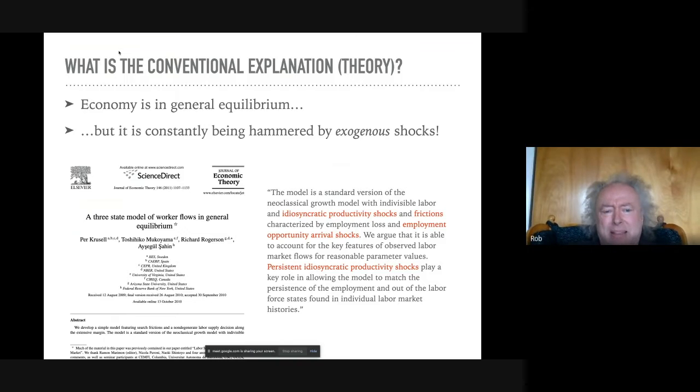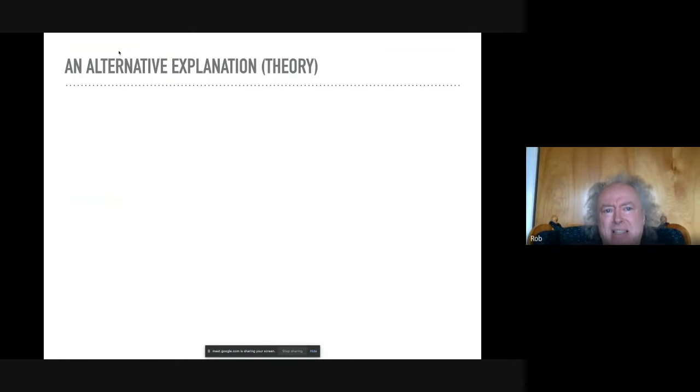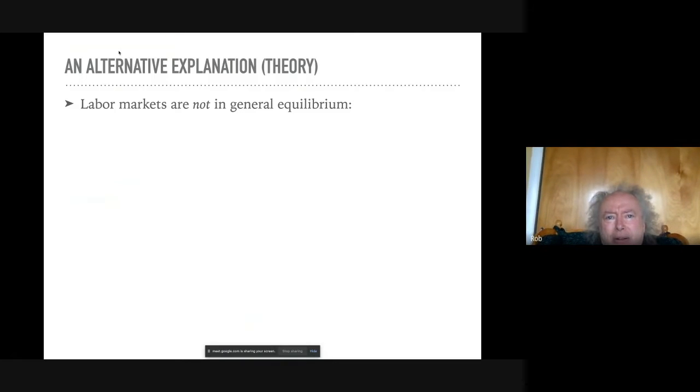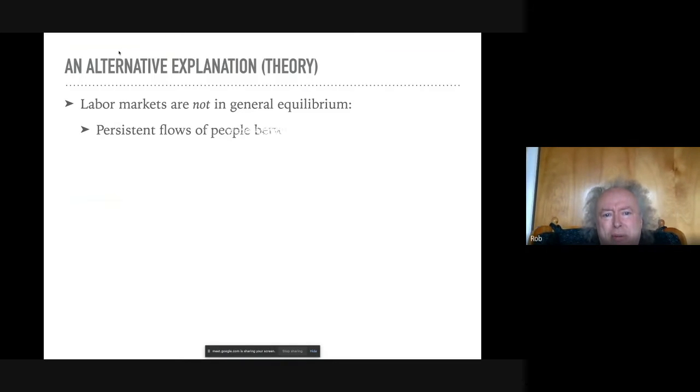Where we get the same kind of output, but without this kind of whacking the economy with exogenous shocks. So here's what I'm going to talk about today primarily. Imagine that labor markets are not in equilibrium, okay? So that we basically get persistent flows of people between jobs. And I'm not going to assume this. I'm not going to drive it this way. I'm going to have this emerge.